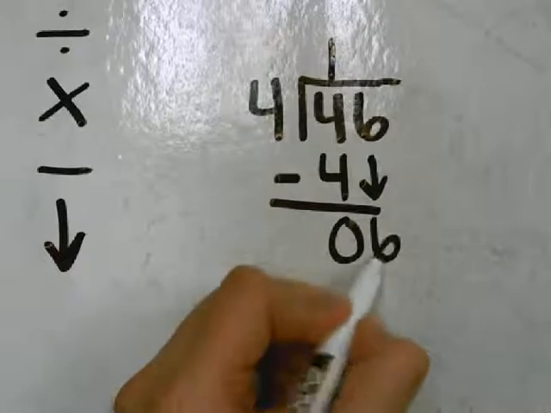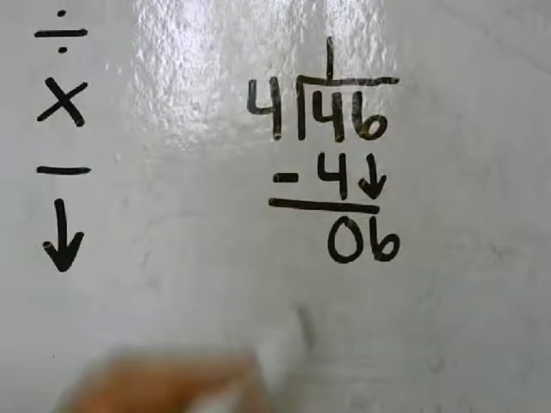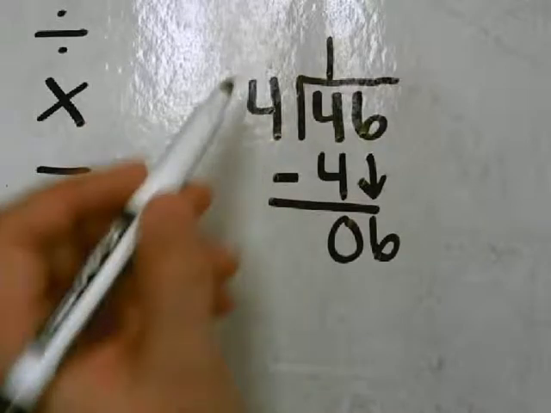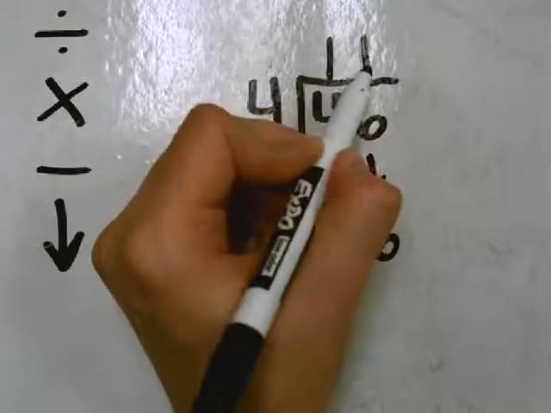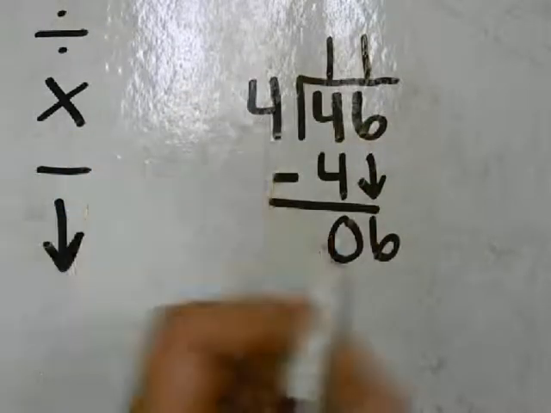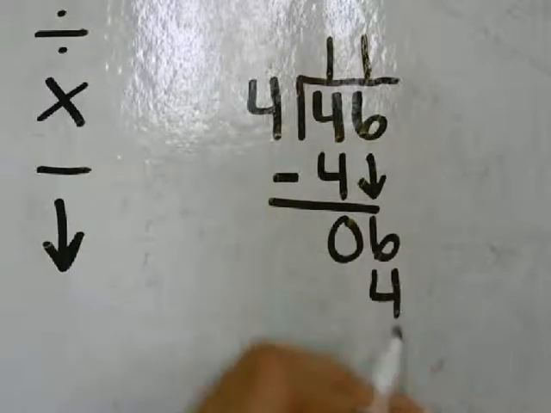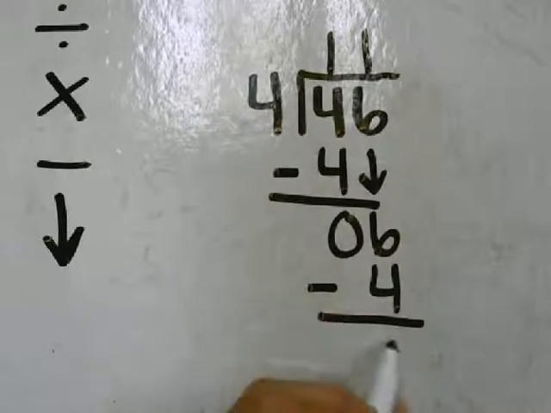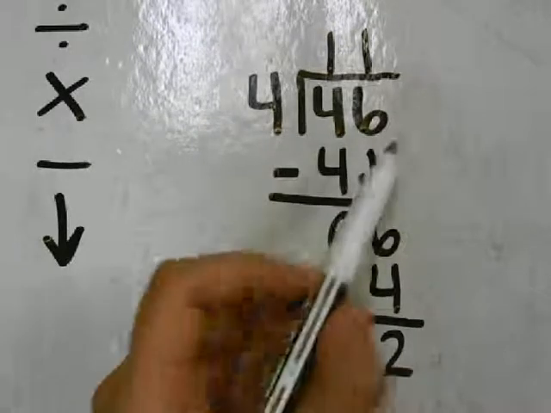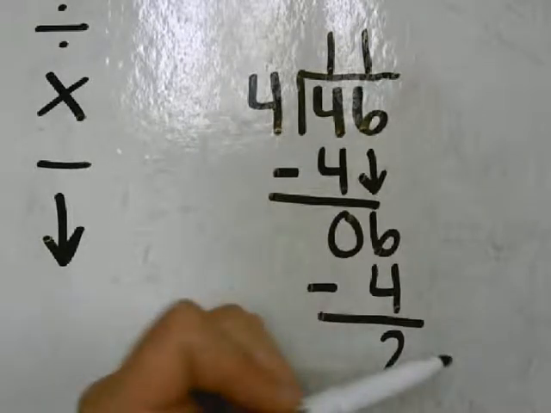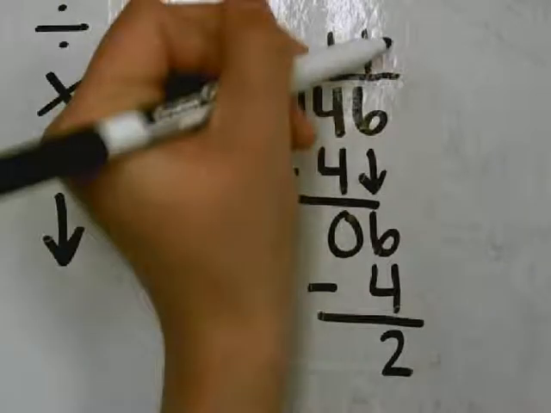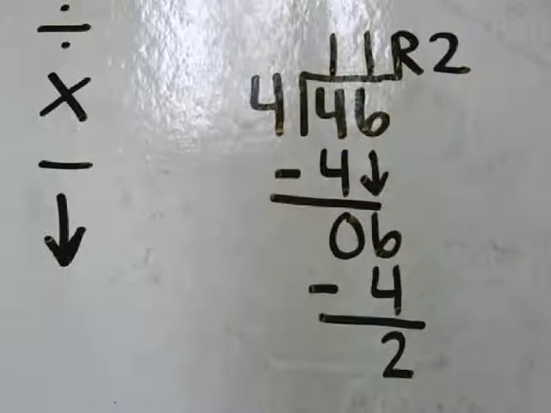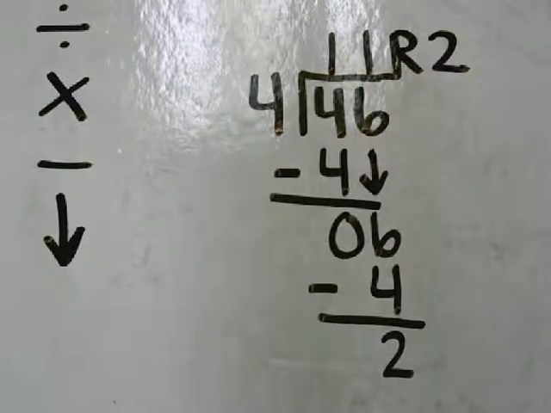So we're going to bring down the next number. Now we need to divide our next dividend, which is 6 divided by 4. 4 goes into 6 one time. Now we're going to multiply. 1 times 4 is 4. Now we need to subtract. And 6 minus 4 is 2. Now we don't have any more numbers to bring down, so we're going to stop right there, and we're left with 2, so we need to write remainder 2. So 46 divided by 4 equals 11 with a remainder of 2.